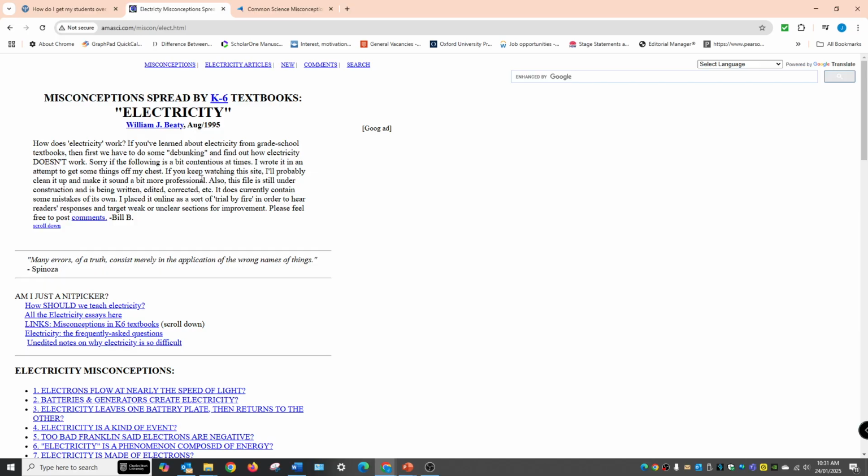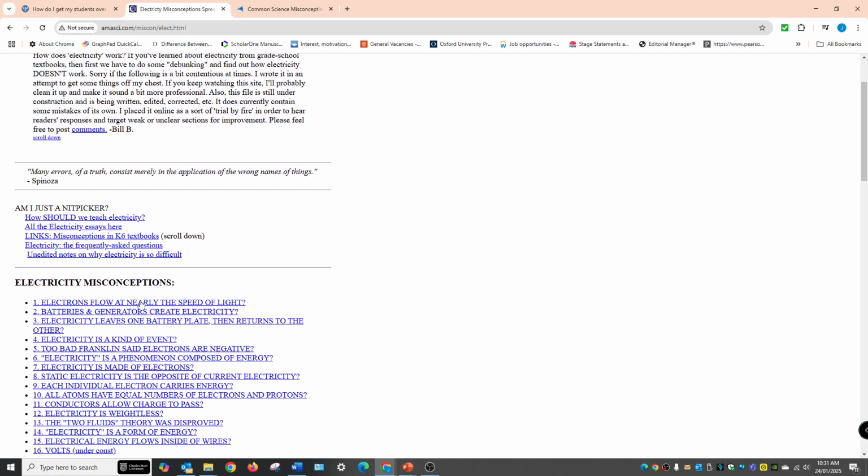Here are a few examples of different ideas in different disciplines that just give you a sense of the kinds of ideas that might be out there. So you can comment on these, such as the misconception that electrons flow at the speed of light. Not quite true.